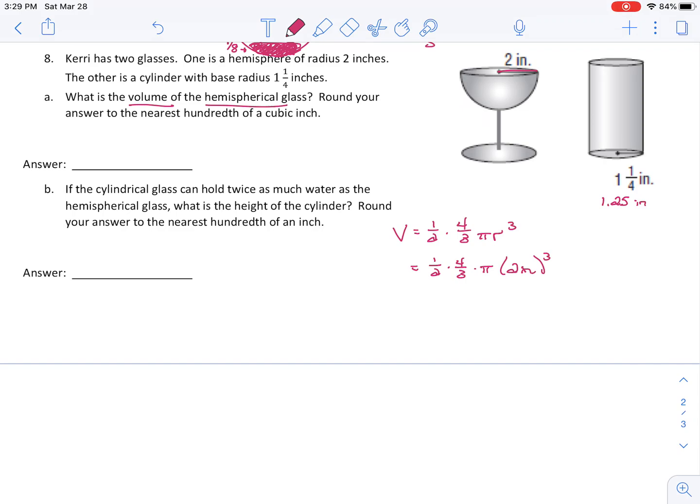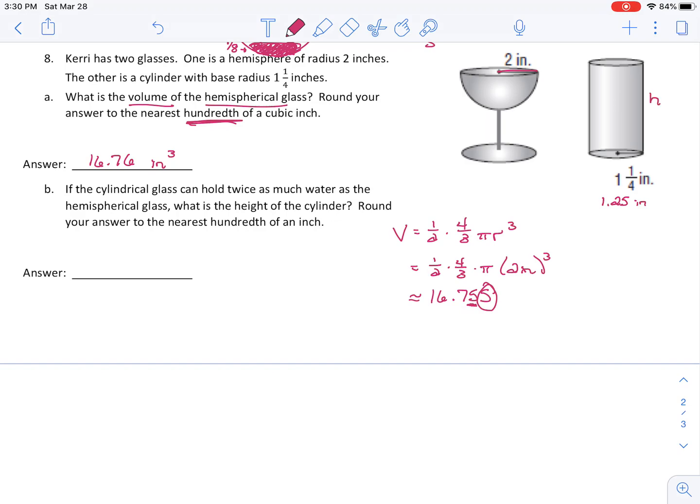So if I put that in my calculator, it says round to the nearest hundredth, so I don't need to stop at the answer of 16 pi over 3. I'm going to go ahead and multiply by that pi and get my decimal. My calculator says 16.755 and some other numbers, but it says hundredth. This first 5 is in the hundredths place, so the 5 after it makes it round up. 16.76 cubic inches. If the cylindrical glass can hold twice as much water as the hemispherical glass, what's the height?